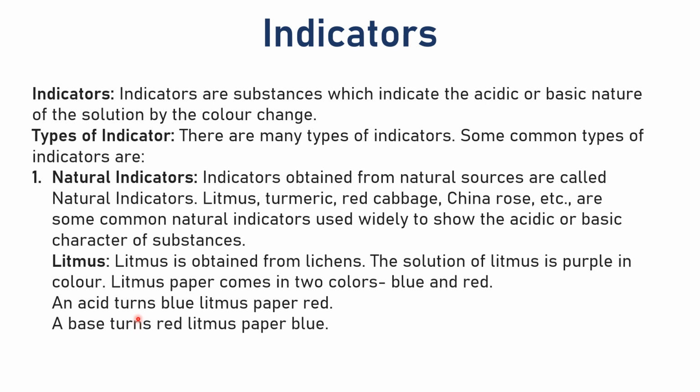So you can identify the color: acid, red; base, blue. B for base, B for blue. So it is easy to understand. That means when you put red litmus paper, it turns blue. So B for base, B for blue. You can keep these key points to remember in case you get confused.